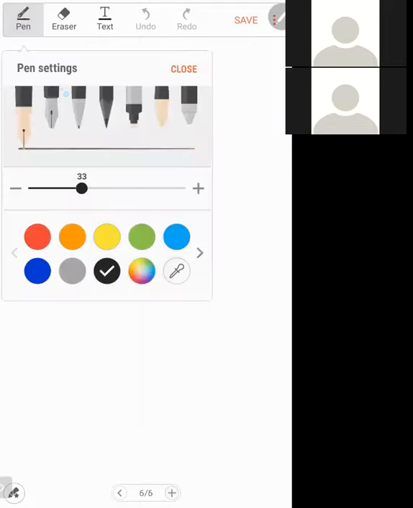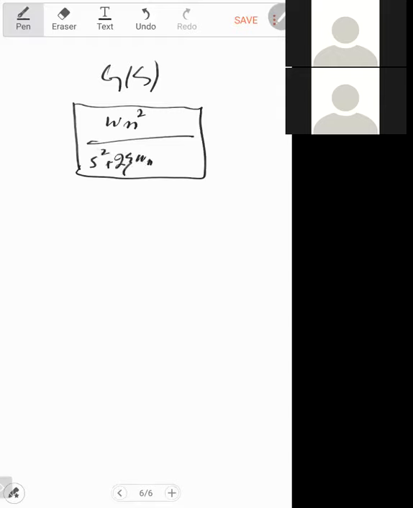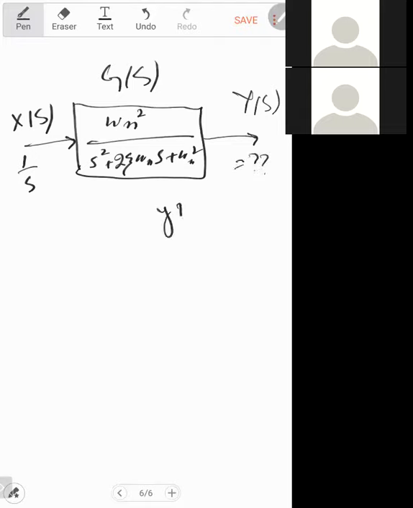So we have the system, and this is equal to g of s, and we already know that this is the second order system, so it is omega n square over s square plus 2 zeta omega n s plus omega n square. And here we are going to apply the unit step function, which is equal to 1 over s, and we are going to find y of s. So this we are going to find, and more specifically, we are going to find y of t.